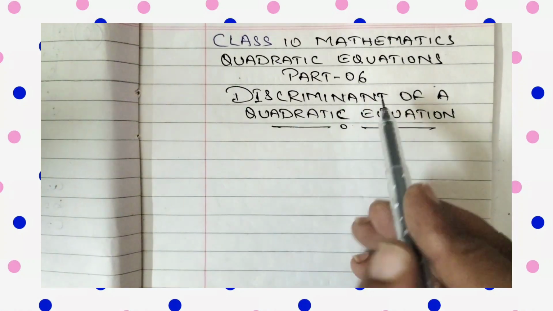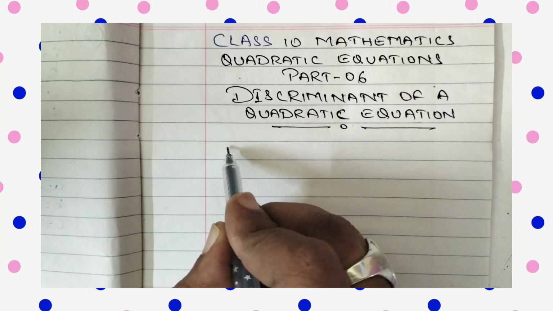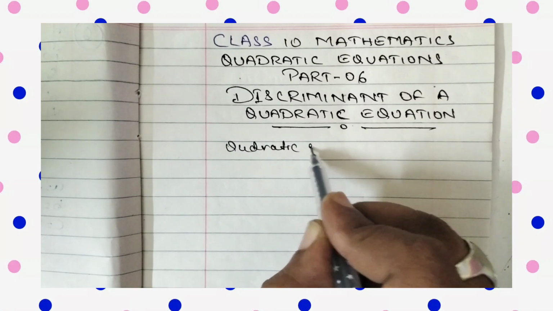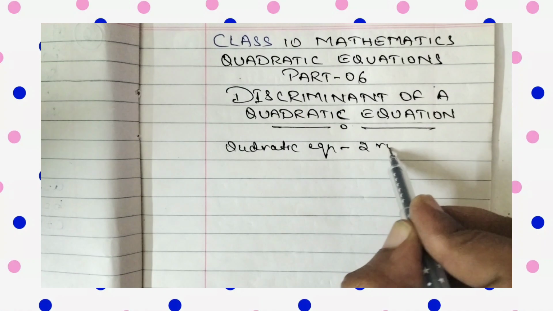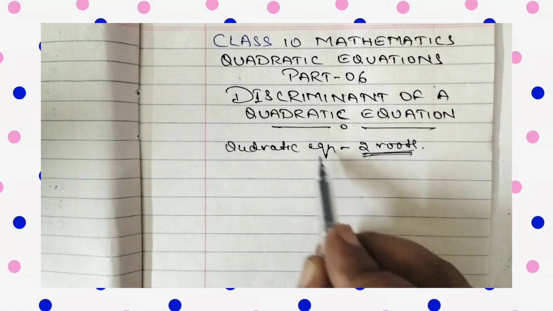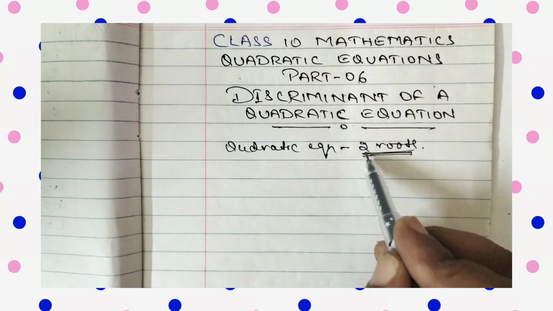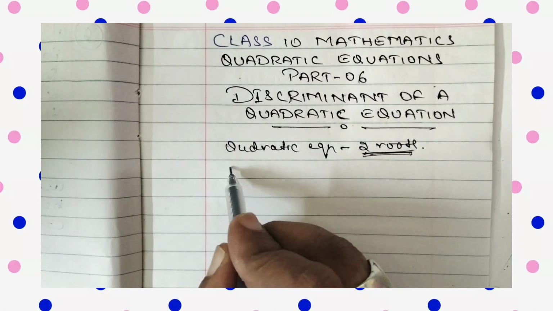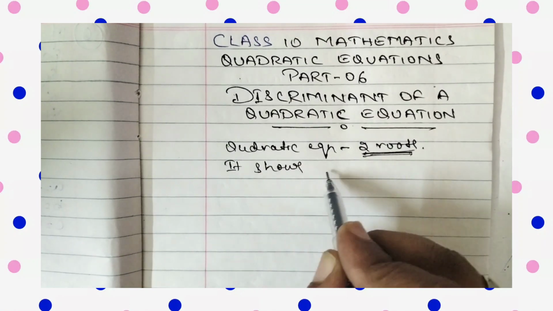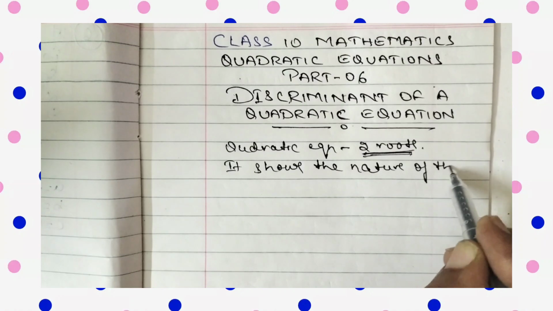First, let us know what is the meaning of discriminant. We already know that each quadratic equation has two roots. So this discriminant will show the nature of the roots. What the discriminant will do is show the nature of the roots.